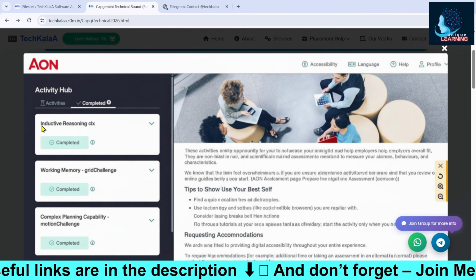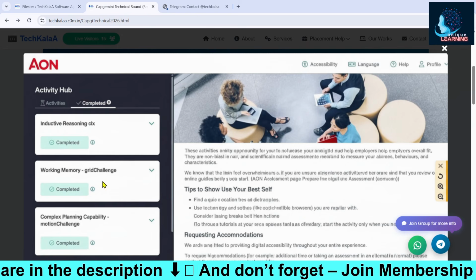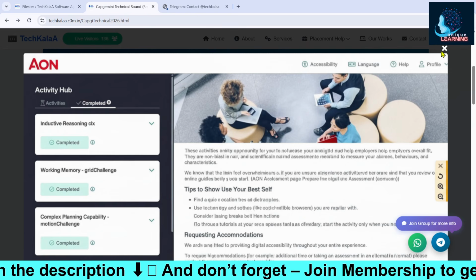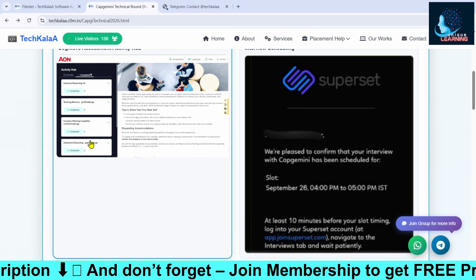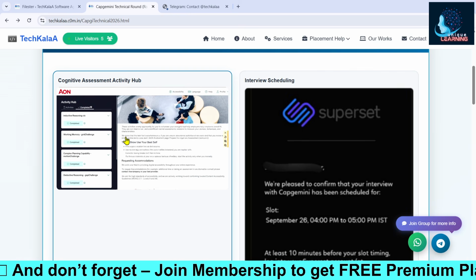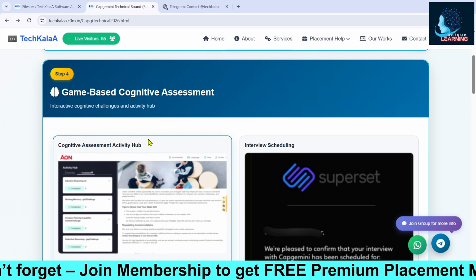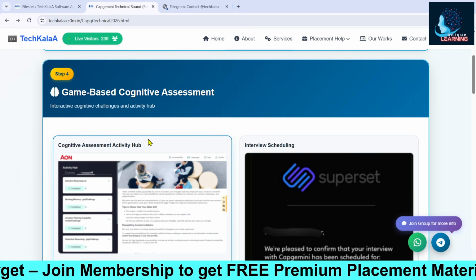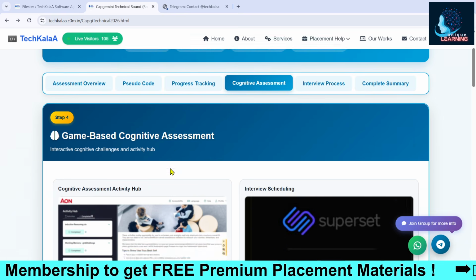Some examples are inductive reasoning, working memory challenge, grid challenge, that is motion challenge, and one more, that is the grab challenge. We have four here, and there is one more gamified section, you can say. I think you might have already heard about this when you are preparing for it, so you will have more knowledge about the gamified round.